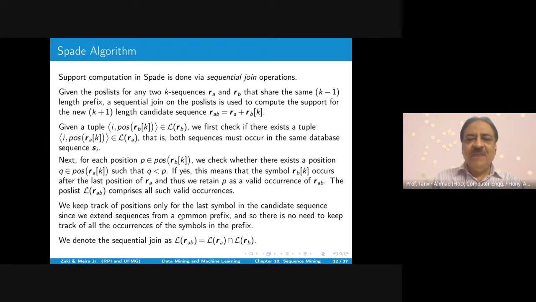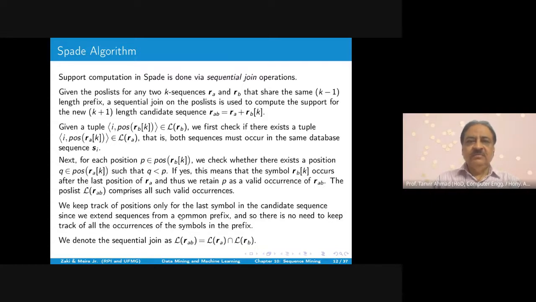Now what I am going to do is, I have a position list of K sequences. Say RA and RB, that share the same K-1 length prefix. Obviously, only if they have the same K-1 length prefix can I use this. Therefore, I will perform a sequential join on the position lists in order to compute the support of the new K+1 candidate key. That means with A, if I want to find AA, I have to do a sequential join.